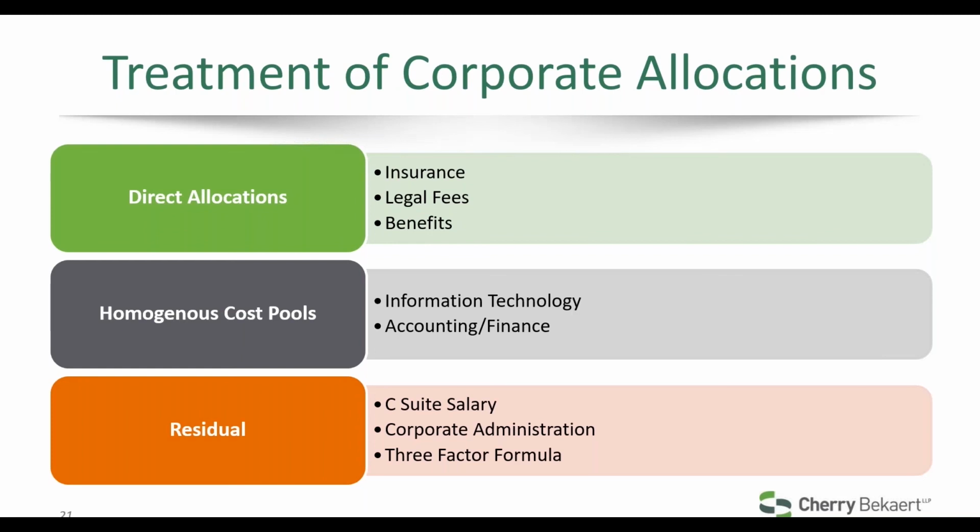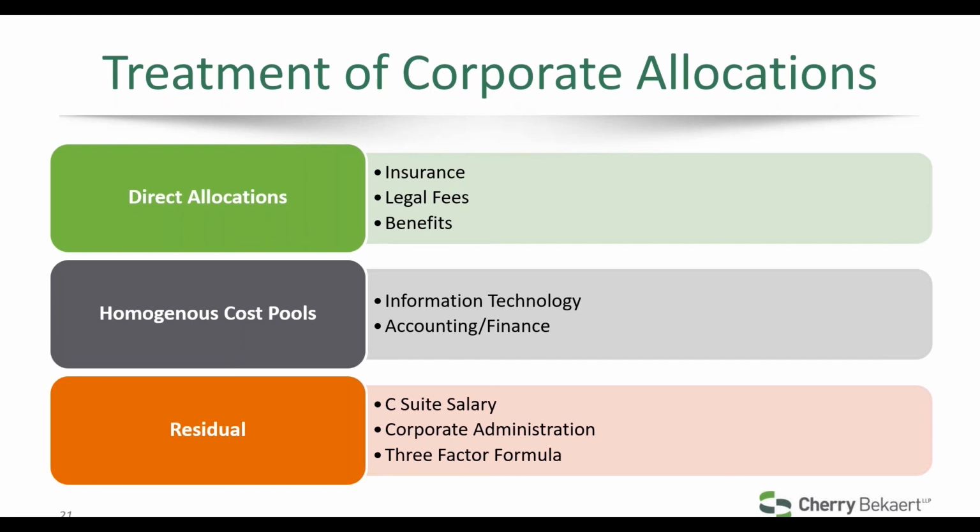So there are 3 ways to allocate your corporate allocations. First is direct allocations, 1-for-1. Those are the easiest way to allocate your costs down. If you have insurance for one single contract, or you had a legal fee for one single contract, you would allocate that down to that overhead.